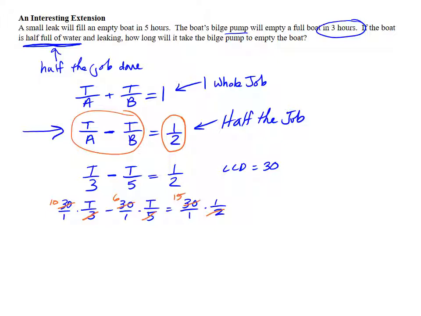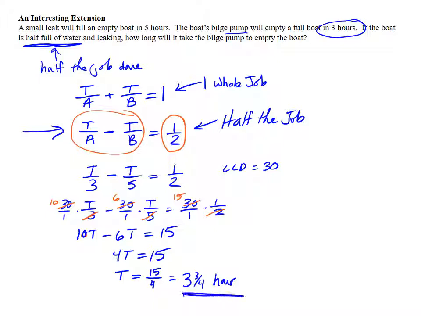So what I get in the end when I clear fractions is 10t minus 6t equals 15. So that's 4t equals 15, and therefore t is equal to 15/4. Or if we make that into a mixed number, that would be 3 3/4 of an hour. So it turns out that the pump is going to empty the boat, even while the leak is still there, in 3 3/4 hours, because the pump is working faster than the leak.